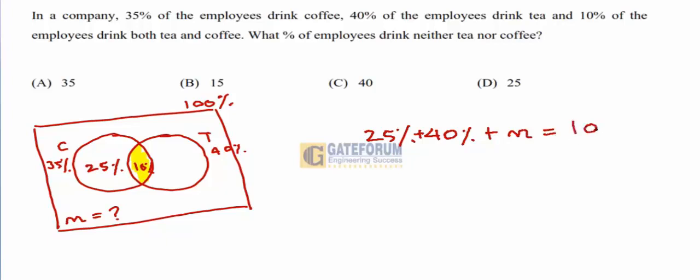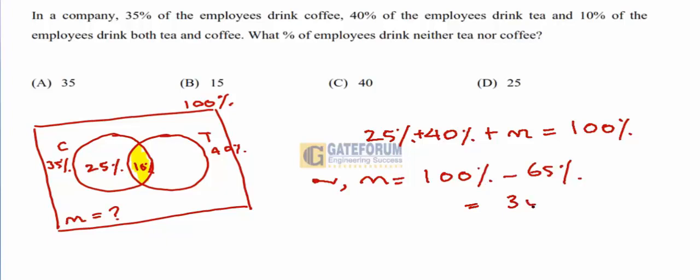This must be equal to 100%, right? So what will N be equal to? N will be equal to 100% minus 65%. That is equal to 35%. So 35% of the people drink neither tea nor coffee. I presume that is clear.